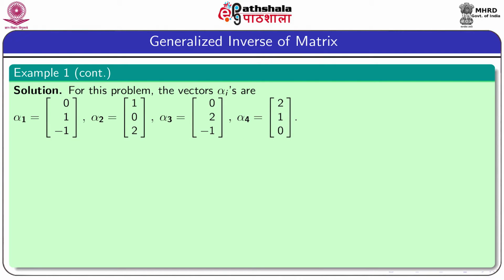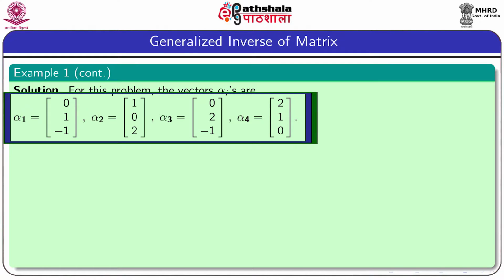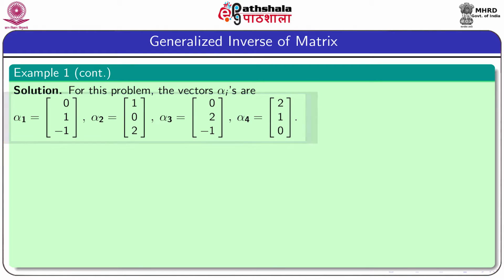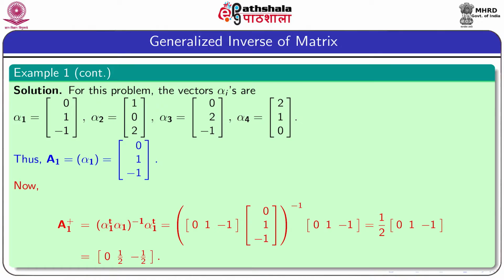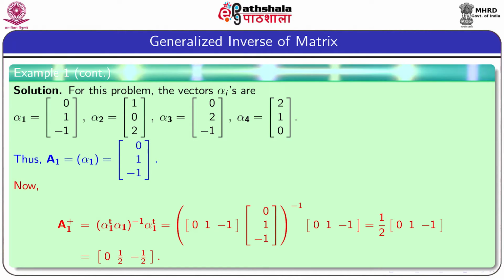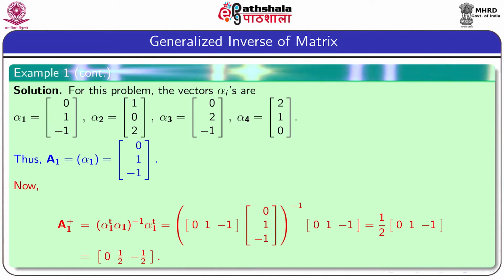For this problem, the vectors are alpha 1 equal to 0, 1, minus 1, alpha 2 is 1, 0, 2, alpha 3 is 0, 2, minus 1, and the last vector alpha 4 is 2, 1, 0. Here A1 equal to alpha 1 equal to 0, 1, minus 1, that means A1 is a non-null matrix.